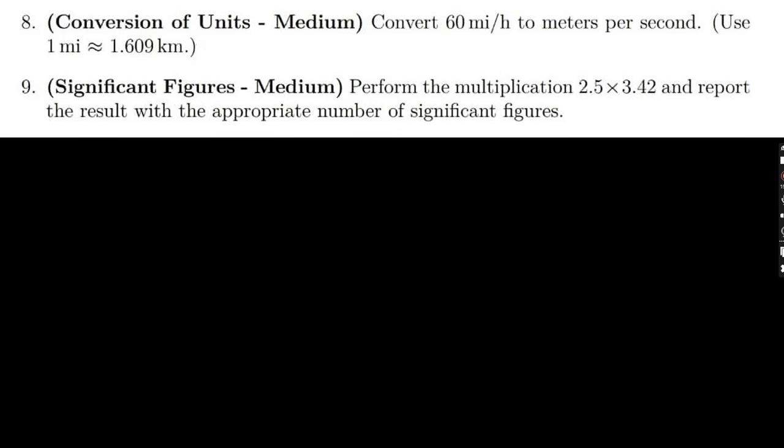Let's go ahead and do question 8. Convert 60 miles per hour, which is a medium question, to meters per second, using dimensional analysis. I always say that when you see per hour, it's like 60 miles over hour. We want to convert miles to hour there.